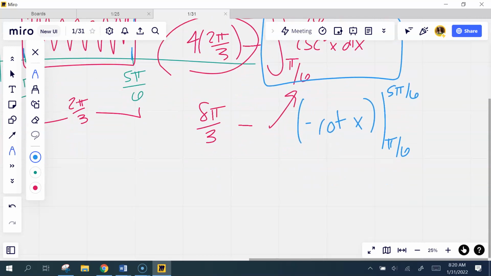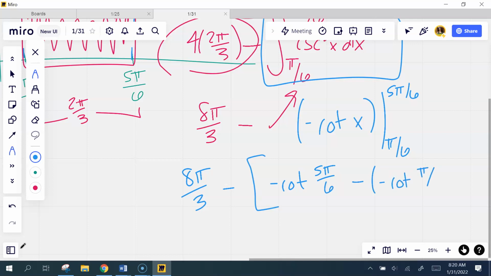And then, yes, this became a unit circle problem. So I got 8 pi over 3 minus... This was probably one of the most difficult on here, I thought. And I've got negative cotangent. I'm going to do 5 pi over 6 minus negative cotangent of pi over 6. You think that would help you? Yeah, I do, actually. I really do. Okay.